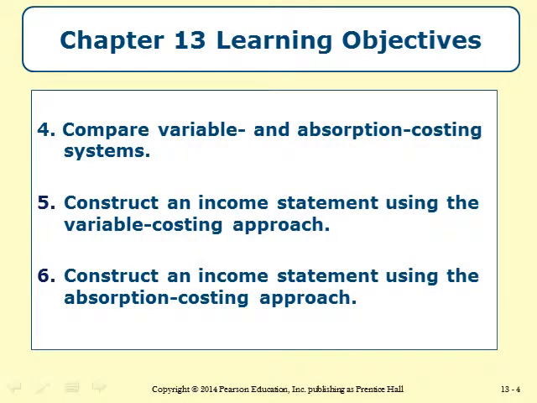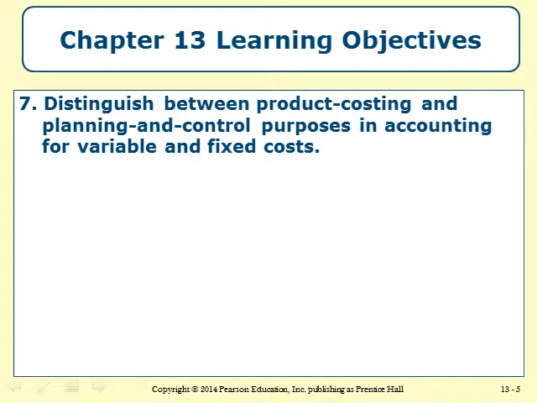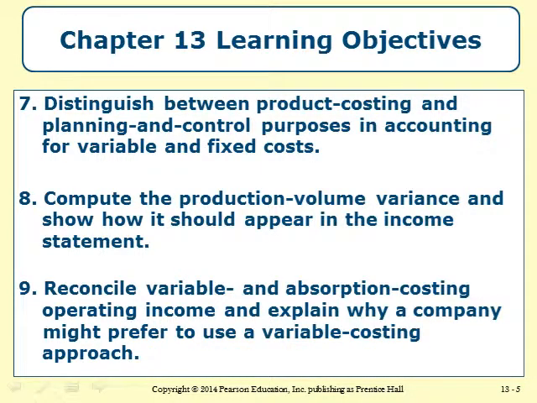We should also be able to compare variable and absorption costing systems, to construct an income statement using the variable costing approach, as well as an income statement using the absorption costing approach. And we should be able to distinguish between product costing and planning and control purposes in accounting for variable and fixed cost. We should compute the production volume variance and show how it would appear in the income statement. And we should be able to reconcile variable and absorption costing operating income and explain why a company might prefer to use a variable costing approach.